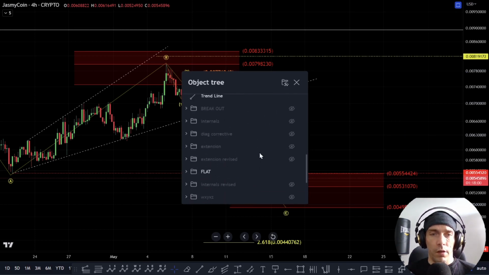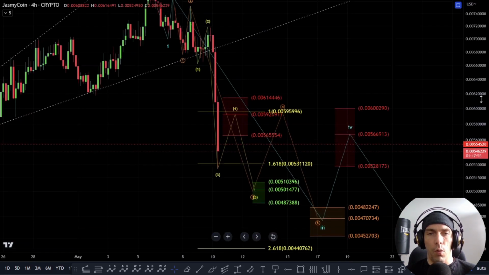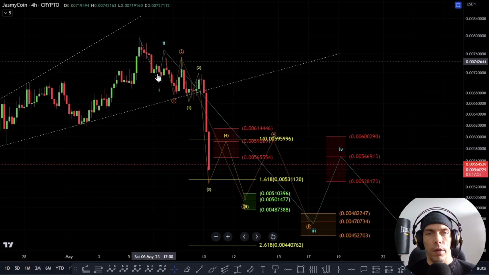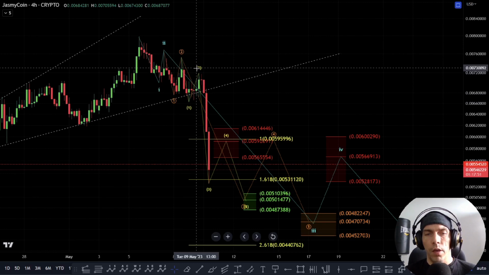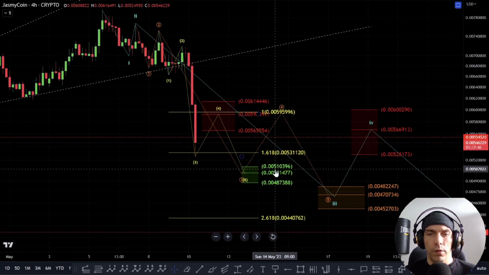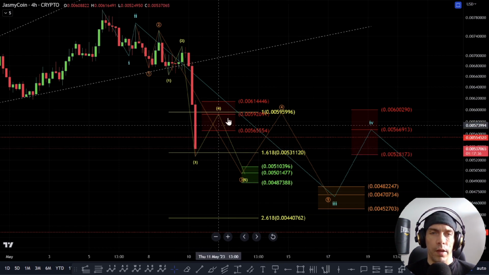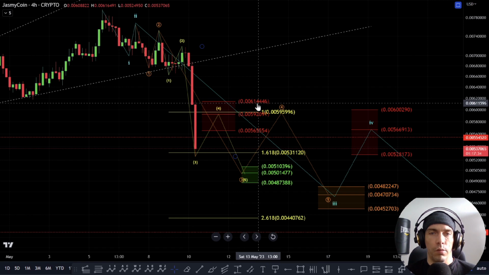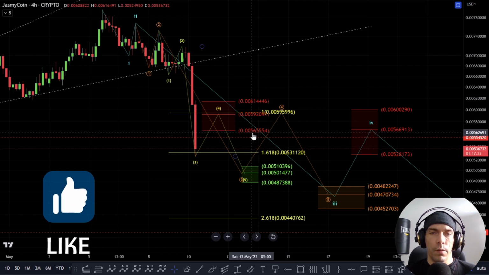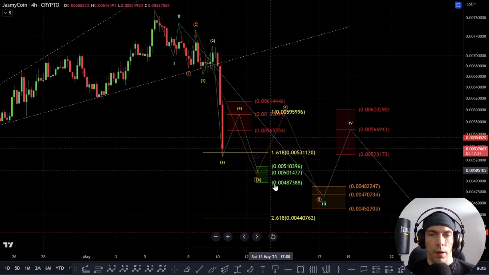So I've reevaluated how I'm looking at the count internally, and what we could see is something more along these lines, where actually what we have here is a 1-2-1-2-1-2, and then we're actually looking for a 3-4-5 to the downside, looking for this zone of this 510396 area to this 487388 area. Now this would be valid for as long as we stay below the 61446 region to this 565554 area. Now this would be looking for a 4th and a 5th wave.